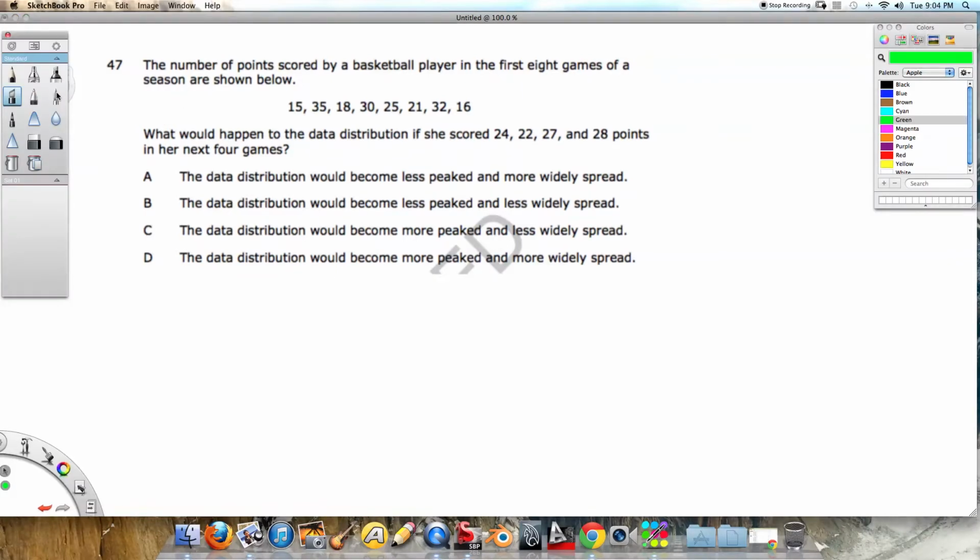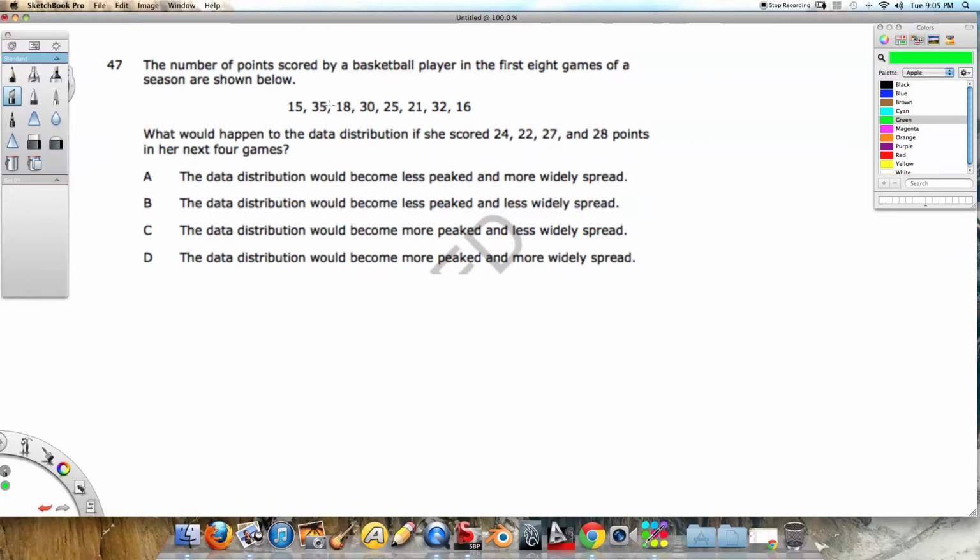Alright, question 47. Getting really close to the end now. This problem tells us that the number of points scored by a basketball player in the first 8 games of the season are shown below. We have these 8 numbers here. Next, it says what would happen to the data distribution if she scored 24, 22, 27, and 28 points in her next 4 games.